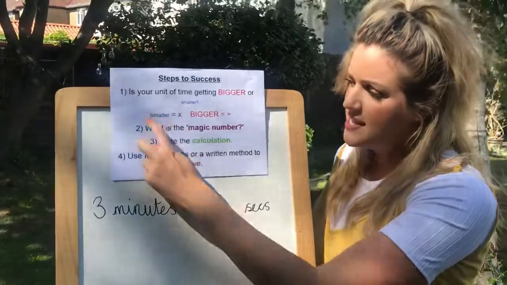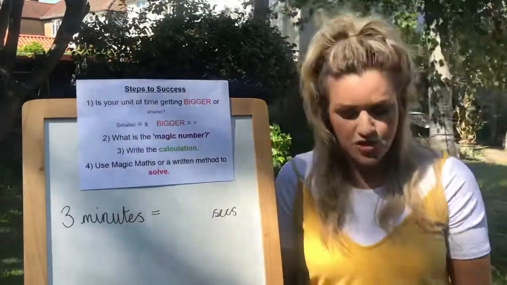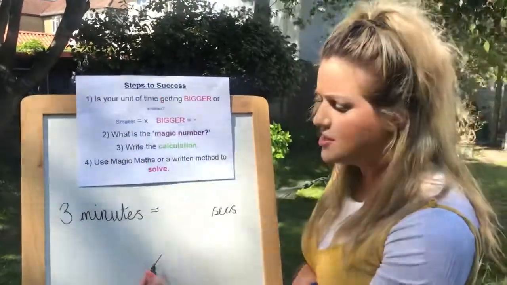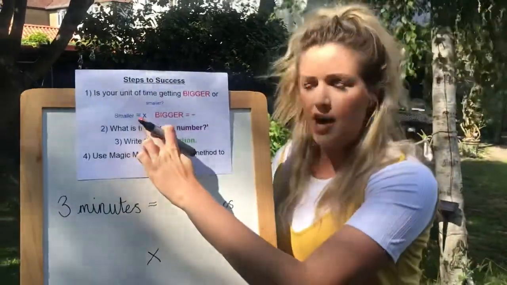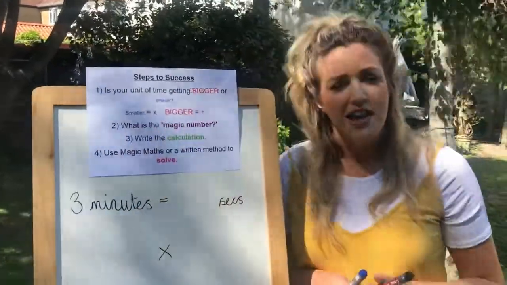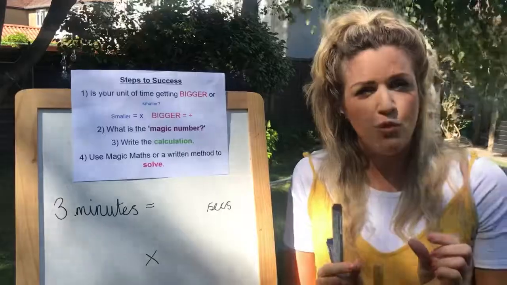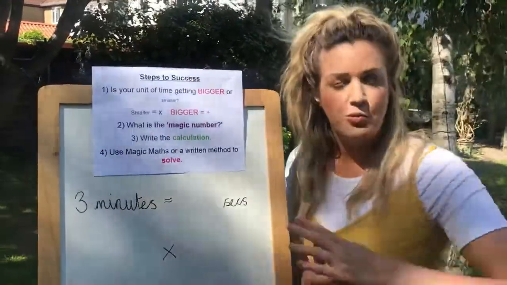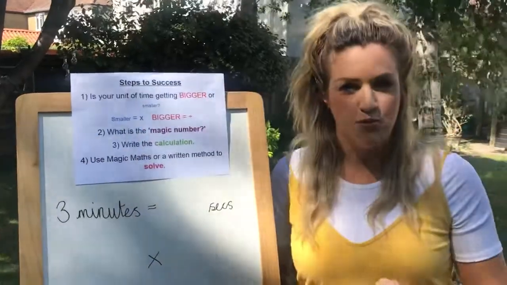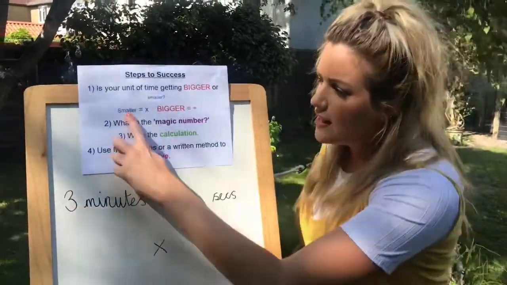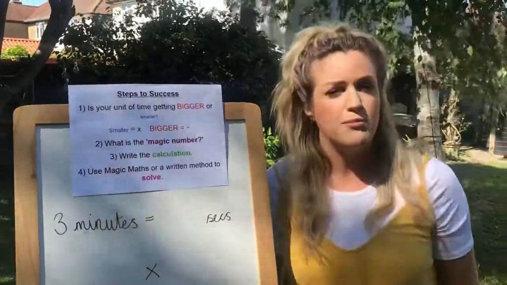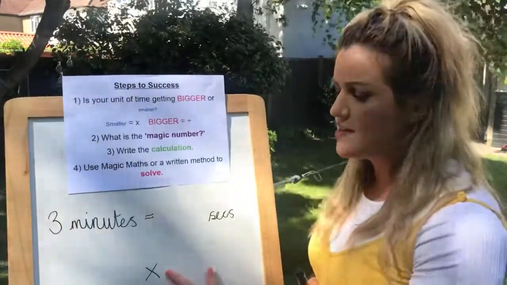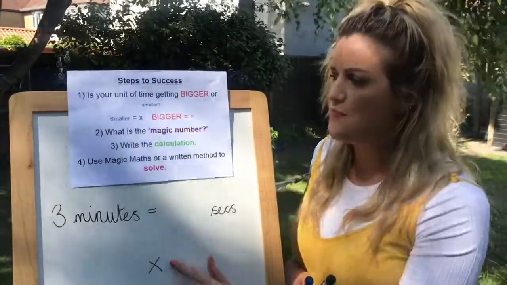And you can see here, that means I'm going to have to multiply. And the reason we multiply when our units are getting smaller is because they're getting smaller, there's going to be more of them. And when we multiply, we create more of an amount. So that's why, if the units are getting smaller, we must multiply. Okay, so I've got my multiplication sign here.